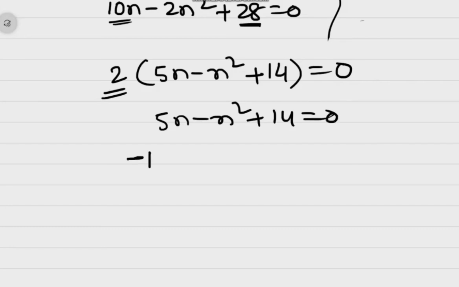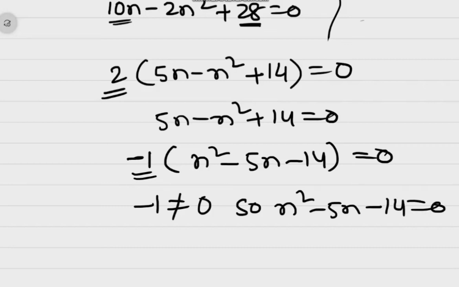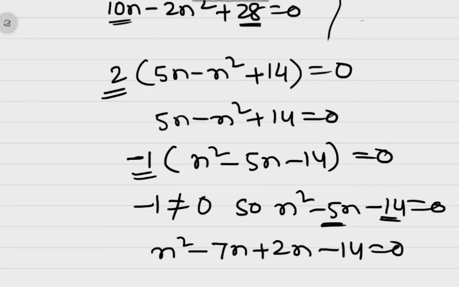Now take out minus 1 common. You will get n square minus 5n minus 14 equal to 0. Again minus 1 cannot be equal to 0. So n square minus 5n minus 14 will be equal to 0. Now see, you have to split 14 in such a way that you will get minus 5n in the middle. So n square, 7 2s are 14. So minus 7n plus 2n minus 14 equal to 0. We have just split 14 as 2 into 7, and minus 7 plus 2 we have brought in the middle to make this term minus 5n.